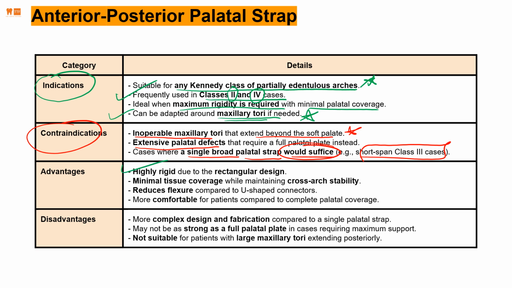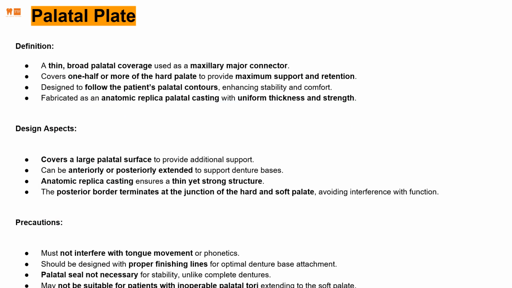High rigidity, minimum tissue coverage, reduces flexure, and more comfortable. Very simple. Disadvantages? More complex design. Lots of different types of longitudinal components and so on need to be added. Lots of dimensions that we talked about in the previous slide. May not be as strong as a full palatal plate. Not suitable for patients with large tori.